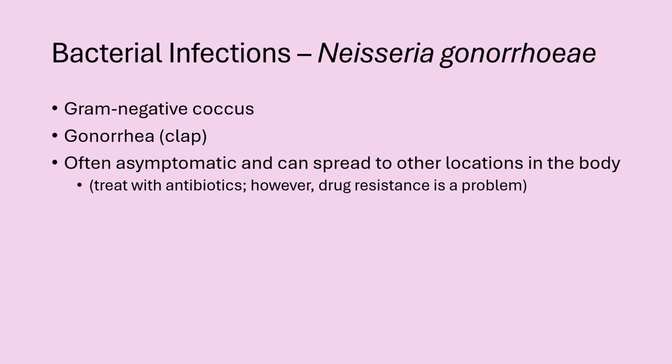Neisseria gonorrhoeae. This causes gonorrhea. The old name way back was clap. It's a gram-negative coccus. This is often asymptomatic and then can spread to other areas of the body. You can treat it with antibiotics. One of the concerns is that there is a growing problem of drug resistance, which means you need to make sure, if you're going to treat it with the antibiotic, which you need to, that it is not a drug resistant strain to that particular antibiotic. You may need to change it. So monitor that closely.